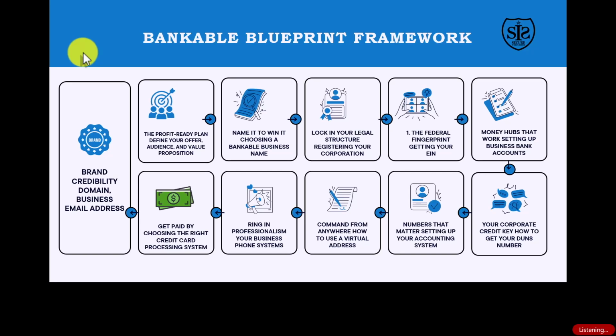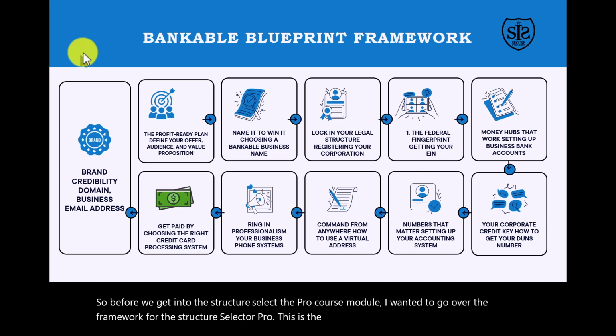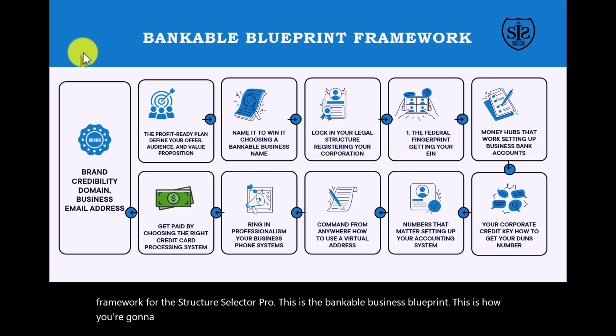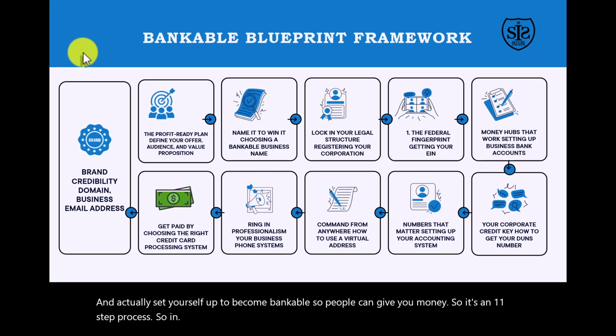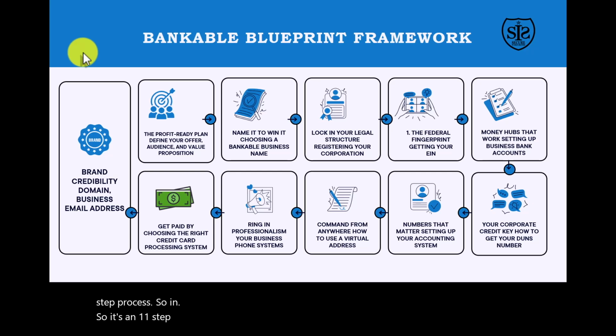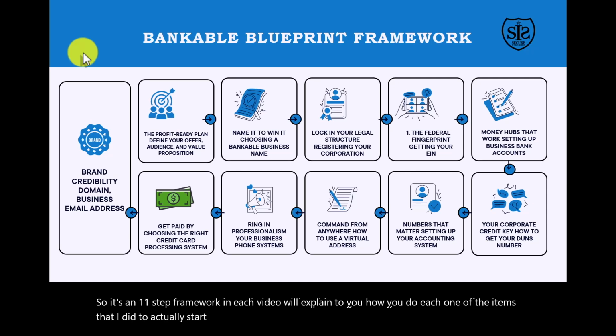So before we get into the Structure Selector Pro course module, I wanted to go over the framework for the Structure Selector Pro. This is the bankable business blueprint. This is how you're going to start your business off with a strong foundation and actually set yourself up to become bankable so people can give you money. It's an 11-step framework, and each video will explain how you do each one of the items that I did to actually start off with a strong foundation. So let's get straight into it.